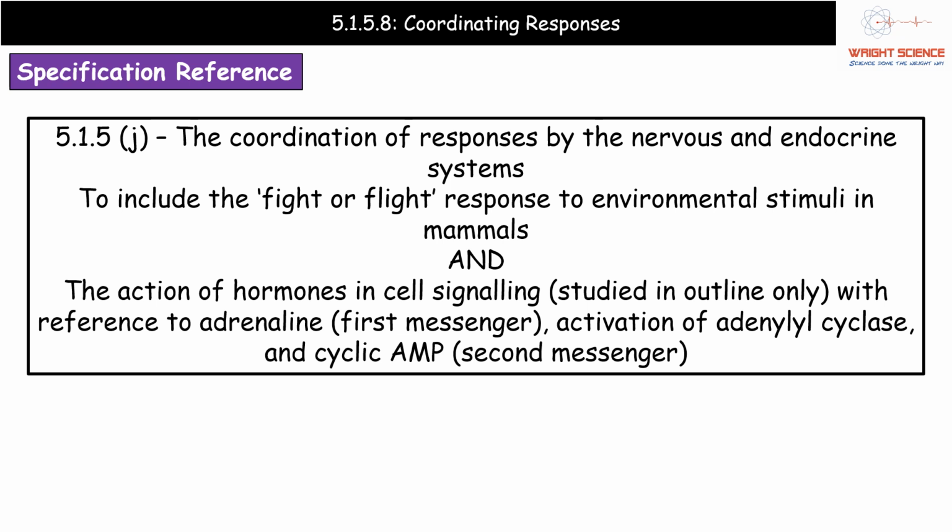This is part of our Module 5, Part 5 series about plant and animal responses, and what we're going to be doing in this video is having a look at specification reference 5.1.5J, the coordination of responses by the nervous and endocrine systems.